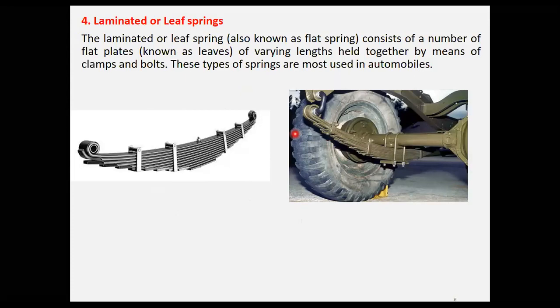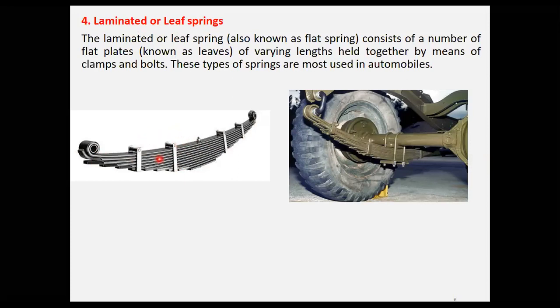As I told you, this leaf spring is used in automobiles, in the rear end. This laminated or leaf spring is also called a flat spring. Why? Because here you can see that the springs are flat. That's why it is called a flat spring, leaf spring, or laminated spring. Here the lamination is done, so it is called a laminated spring.